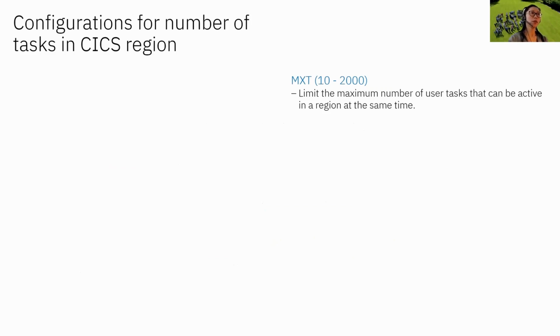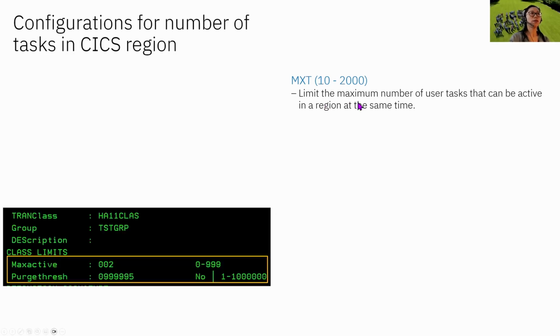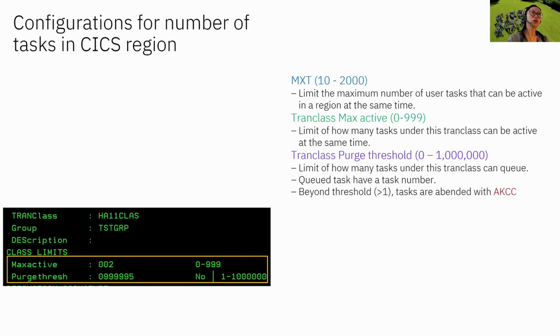It's a parameter when you start a CICS region called MXT, which limits the number of user tasks that can be active in the region at the same time. You can also control the number of tasks for an individual transaction ID through the tran class. The tran class has two parameters. One is called max active, which limits how many tasks under this tran class can be active at the same time. Multiple tran IDs can be classified under the same tran class.